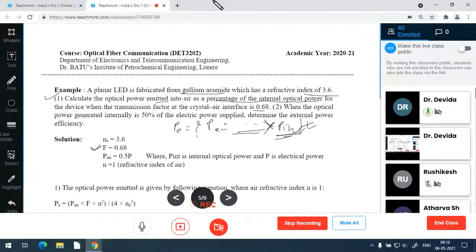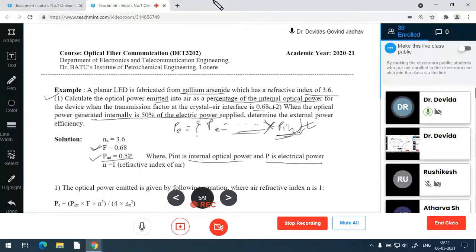Okay. What is asked second? When the power internally generated, that is P internal, is 50% of the electrical power. So this is the condition. Whenever the internally generated power is 50% of the electrical power, P internal is the internal optical power and P is the electrical power. Then P internal is 50% of electrical power, which means P internal is 0.5 times P. This is the condition.